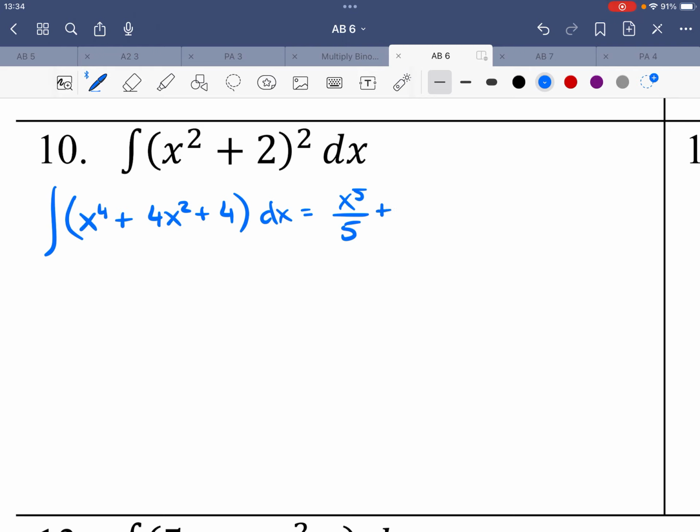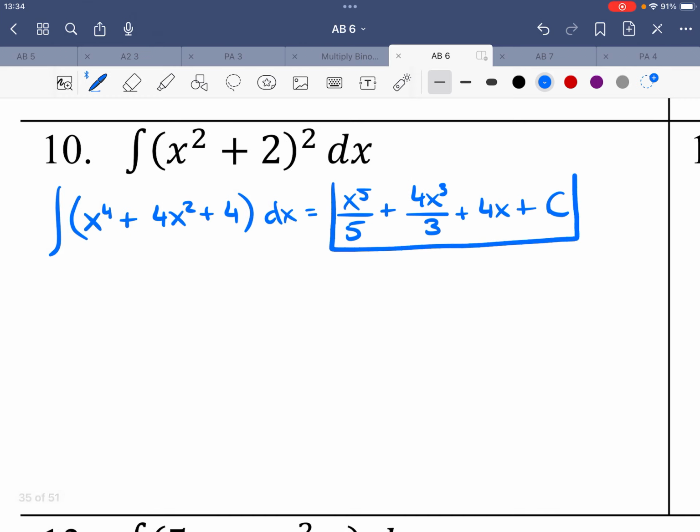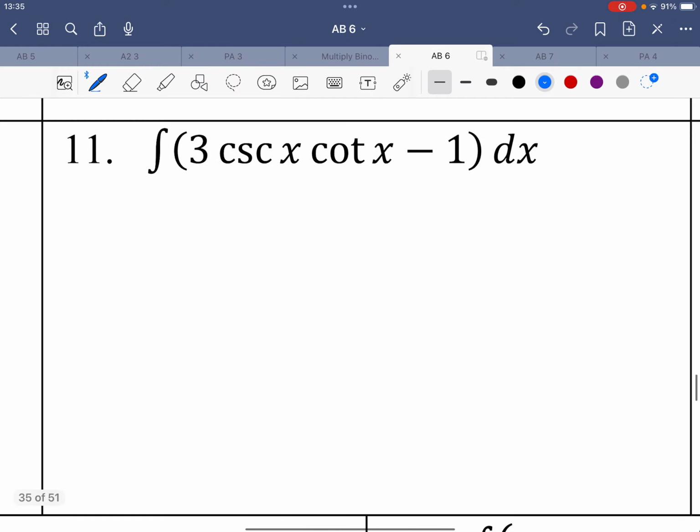Plus more of the power rule, this is going to be 4x cubed over 3 plus 4x plus c. So the 3, that's the constant multiple that can come to the front. And then the antiderivative of cosecant times cotangent is going to be a negative cosecant. So negative cosecant of x. And then the minus 1 is going to become a minus x plus c.